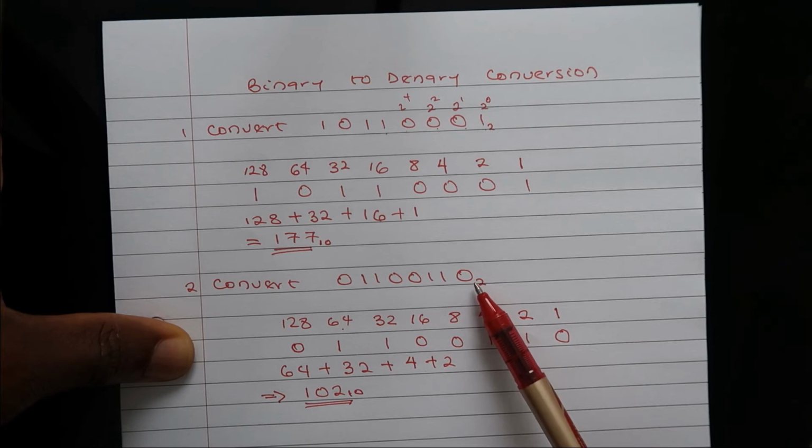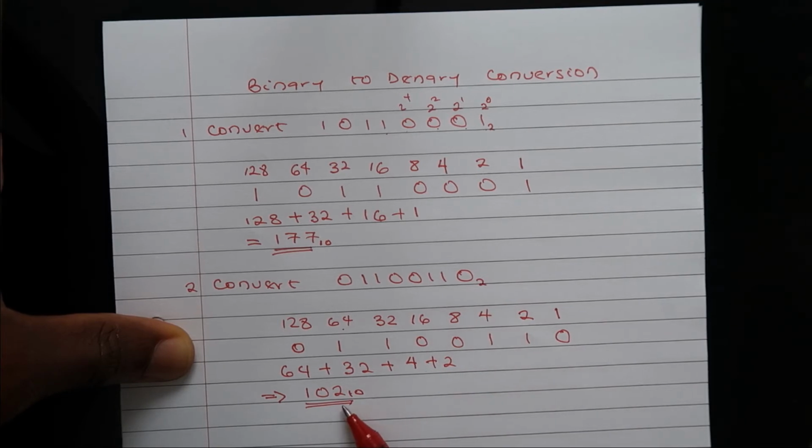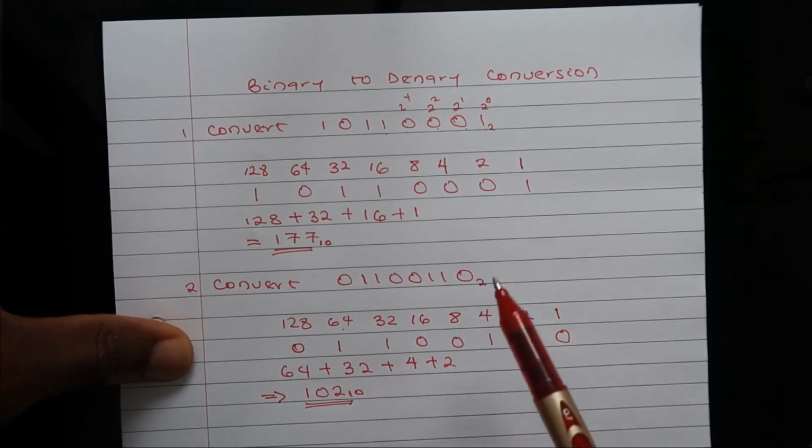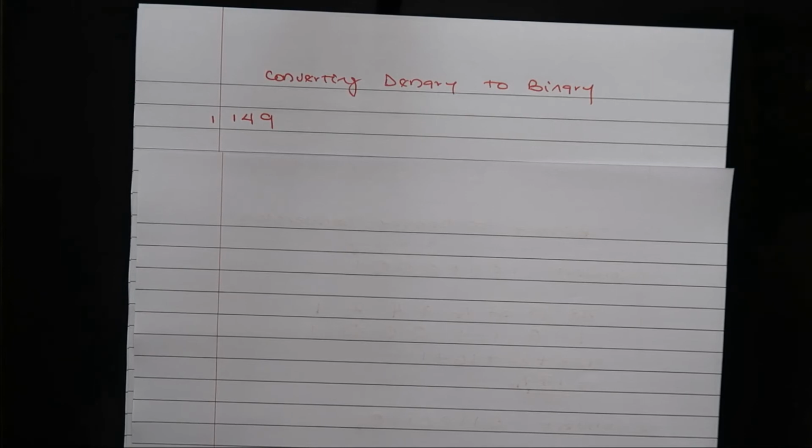If the least significant bit is 0, then the answer you should get must be an even number. If it's not an even number, then you know you've done something wrong in your calculation. It's one quick way to check. The next thing we're going to look at is converting denary to binary.